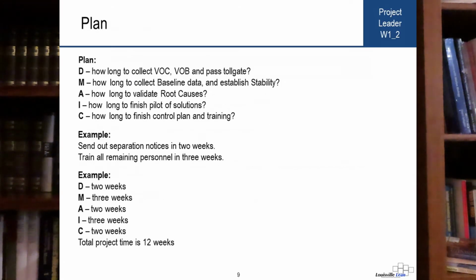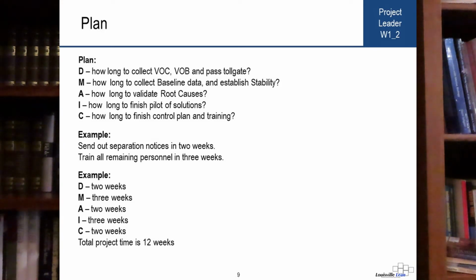The next thing we want to do is the plan part. Now again, this should be as simple as writing down in DMAIC how long we think this is going to be. How long is the define phase? How long is the measure phase? We want to have some idea of how long that's going to take. These are not etched in stone. The project charter is really not done until the project's done. It's a contract, and so with new data, we change things.